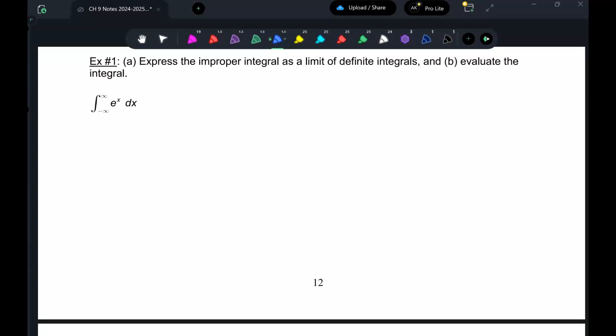I want to give you some examples of both. Sometimes we can make a prediction, e to the x. That's an exponential function. There is no upper bound, right? So we should get something that diverges, but sometimes we don't get something that's going to be as obvious. And a lot of the stuff that we're going to do in this section will directly apply to series in the next chapter. So the first thing we want to do is express the improper integral as a limit of definite integrals.